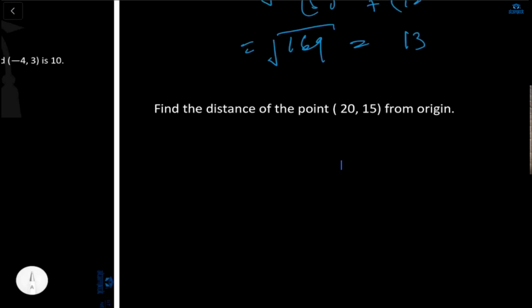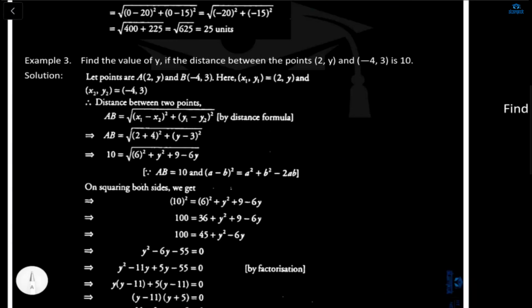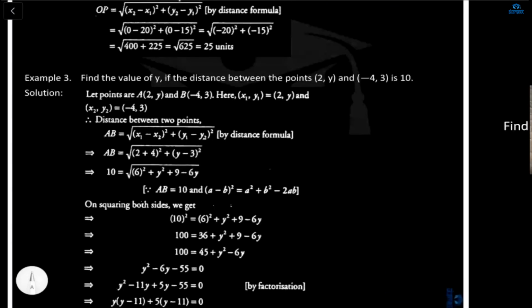Safia, you also try: find the distance of the point 20, 15 from origin. Ma'am, 25 is the answer. I'm getting root 625. Yeah, root 625 will give you 25 units.